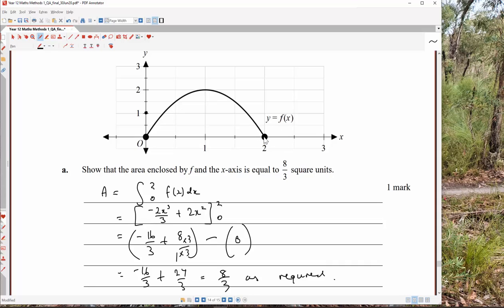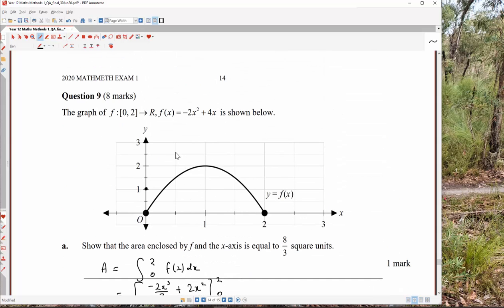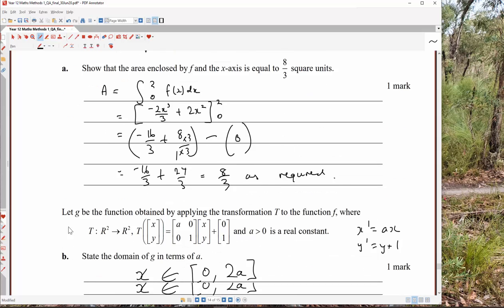Now when 2 is dilated by a factor of a, it becomes 2a, whatever a is. If a is 2, then it will jump to 4. If a is a half, it'll jump to 1, and it will go up 1 unit as well. So essentially the domain of g in terms of a is going to be x is an element from 0 to 2a, where that value a will determine the domain over which the function is defined.